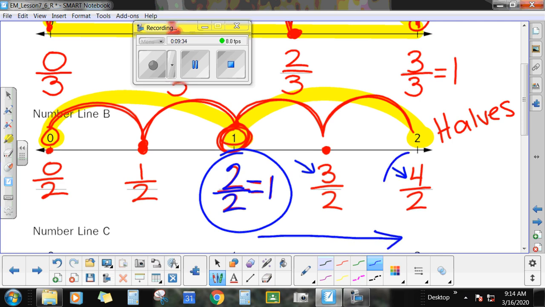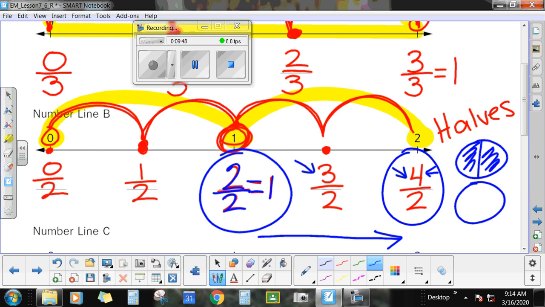Let's look at this fraction as if it were a pizza. So let's shade 4 halves. I'm going to draw my pizza, divide it in half. And I'm going to shade in 4 slices. 1, 2. What do I got to do? Bake another pizza, divide it in half, 3, and 4. How much pizza is that? 2 whole pizzas. And there we are on the number line.